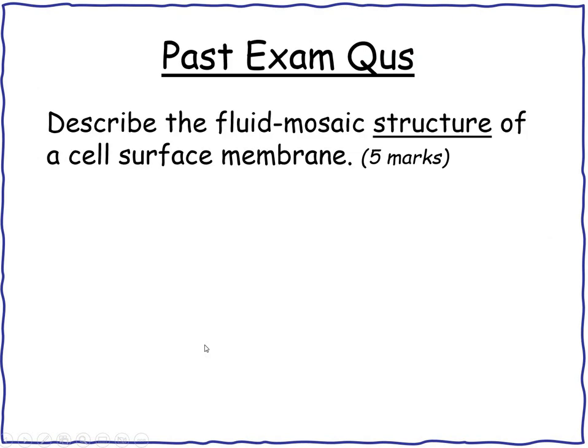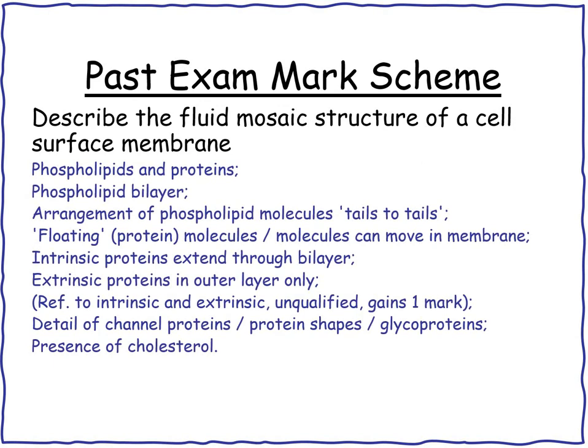And now just a past exam question. Describe the fluid mosaic structure of a cell surface membrane. So as well as saying why it's fluid mosaic, you need to say about the structure. So they have phospholipids and proteins. There is a phospholipid bilayer. There is an arrangement of phospholipid molecules that go tail to tail. There are proteins which float and they can move in the membrane. There are intrinsic proteins which extend through the bilayer. There are extrinsic proteins in the outer layer. And there are channel proteins, glycoproteins, etc. And there is cholesterol.